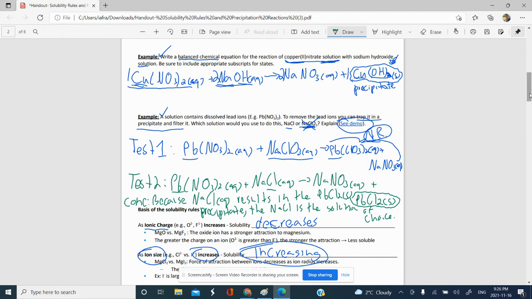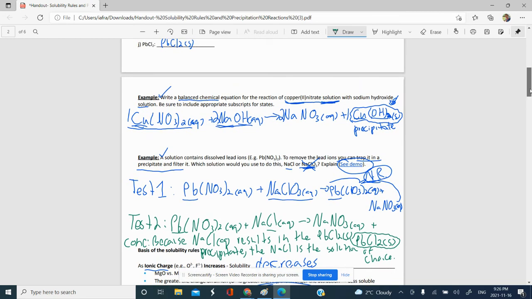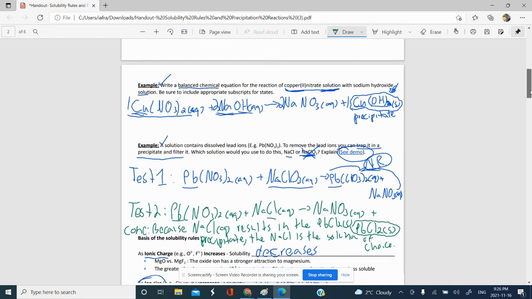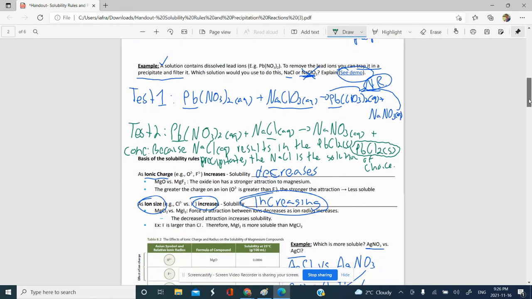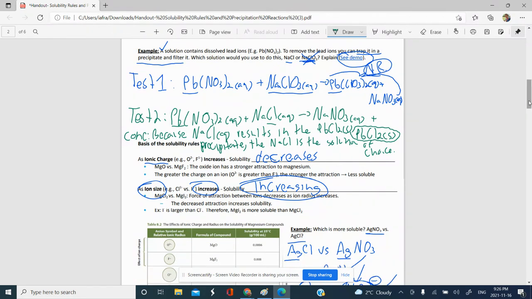So that was just an extension question where precipitation reactions have an interesting application. And now you're able to do the application style question found in your slide deck. So it's a great enrichment activity for you to try out.